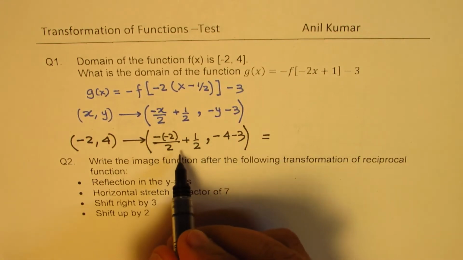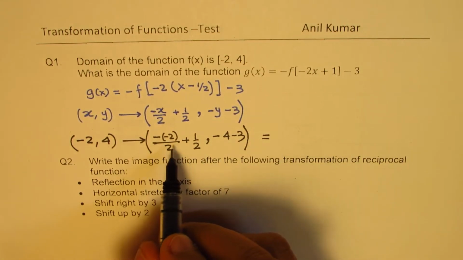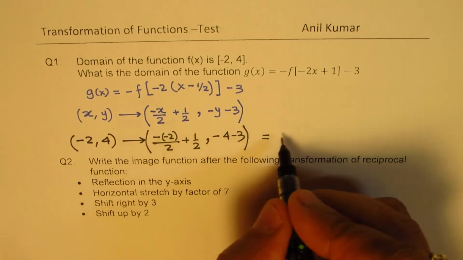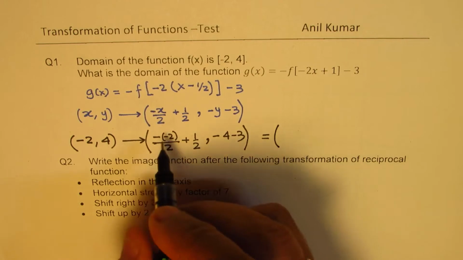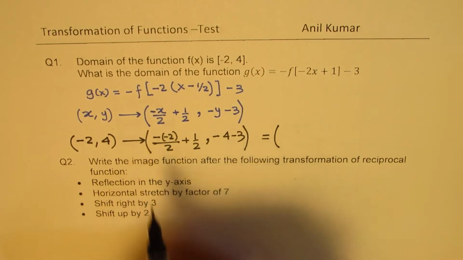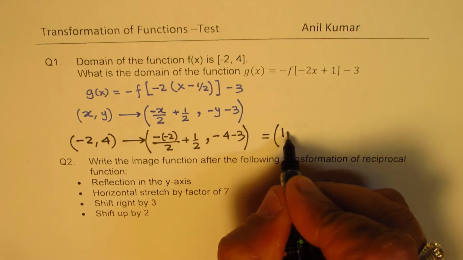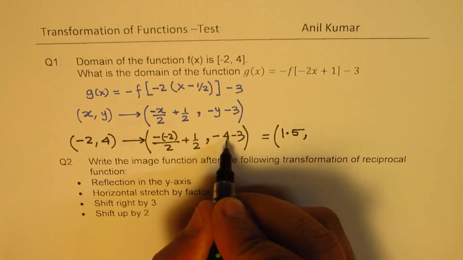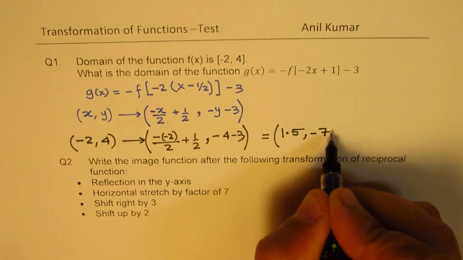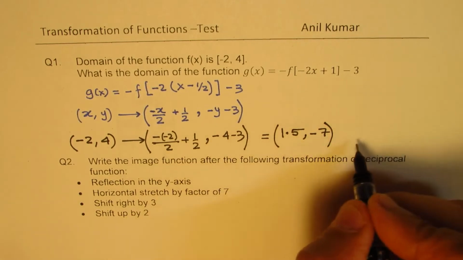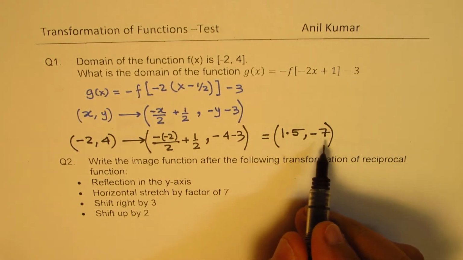So let's simplify and write down. So this is plus 2 and 2 cancel. Let's do it in 2 steps. So minus and minus becomes plus 2. 2 over 2 is 1. So we get 1 plus half, which is 1.5. And this is minus 7, right? So that becomes the answer for this particular question, right? So we have our answer, which is 1.5 and minus 7.